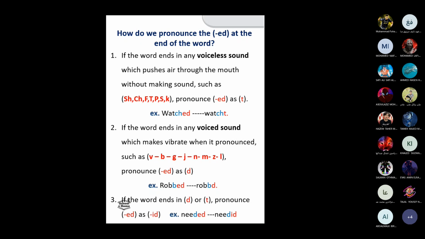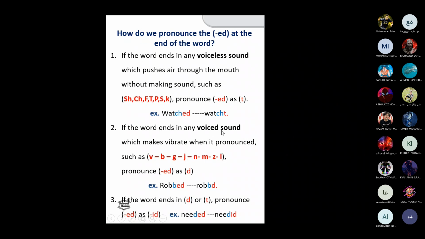Watched. This is the correct pronunciation for the word. And any other words, such as wash, for example. So washed, you say washed, okay? And for example, lock. Locked has a k sound at the end, so we pronounce it as t: asked, locked. So these sounds are called voiceless sounds. When you get any one of them at the end of the word and you want to add ed, you have to pronounce the d as a t sound. Okay, the second.